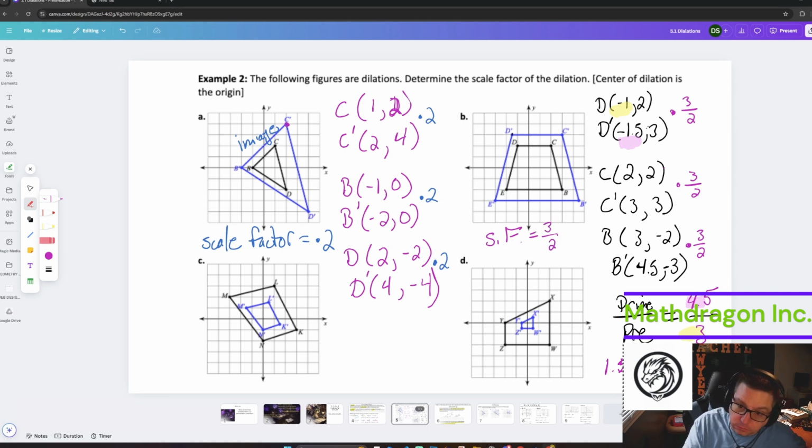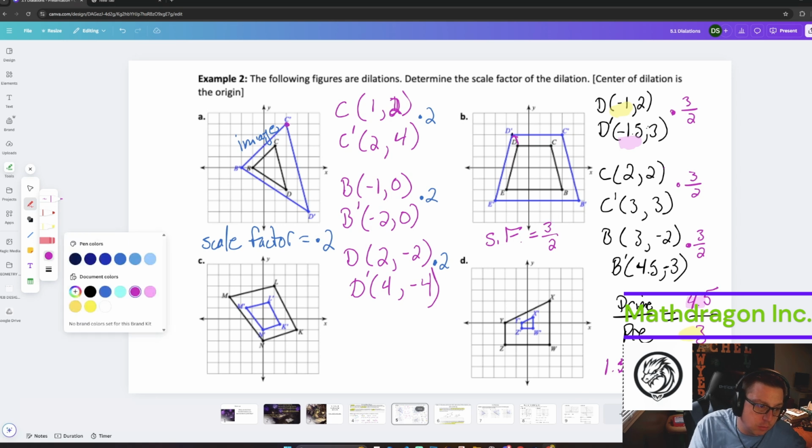Now, if we look at this, this is an enlargement, goes from black to blue, so it's getting bigger. So that makes sense that this has got to be greater than 1. Only when we do a reduction should it be less than 1. Okay? But yeah, looks great. Now let's try our last one, which we'll just do C, but it's a reduction.